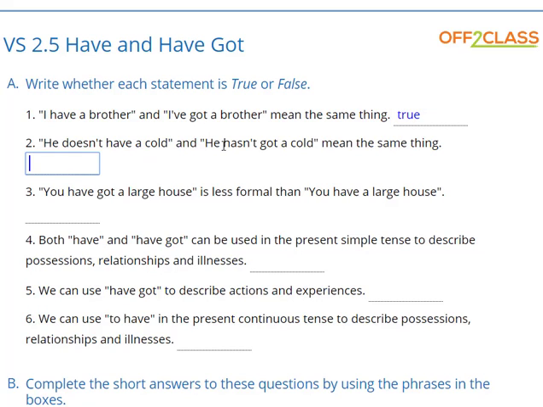He doesn't have a code and he hasn't got a code mean the same thing. So remember, doesn't have, he has not got. Remember, if you're not familiar with conjugations, it's not he doesn't, it's he does not. That helps you. He has not got a code. He does not have a code. Is that the same thing?